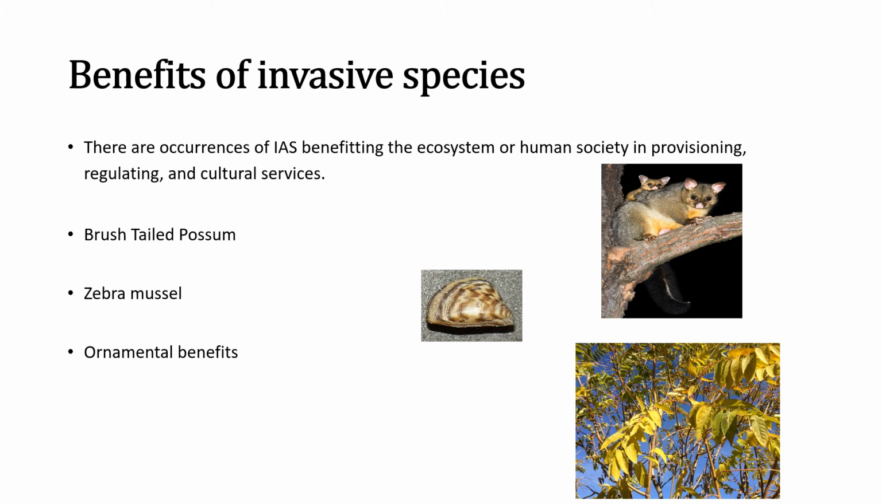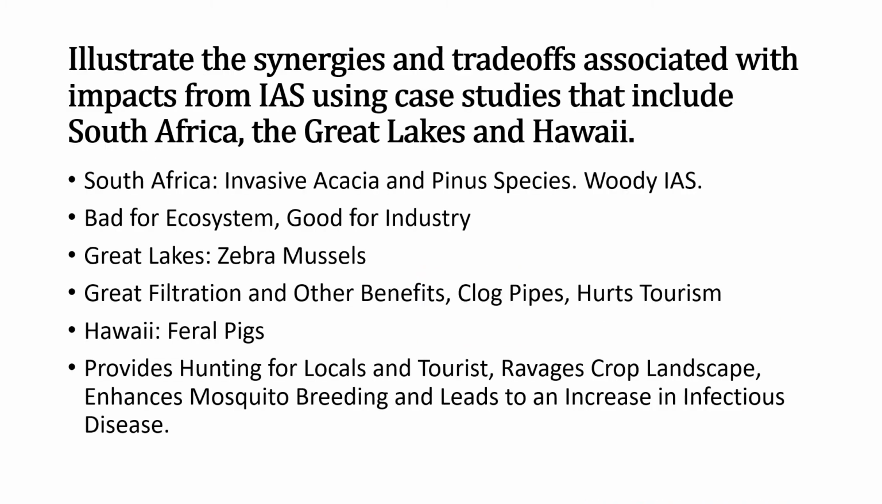And that's it. There are many synergies and trade-offs with invasive species, and these can be seen in 3 case studies from South Africa, the Great Lakes, and Hawaii. So in South Africa, there were woody invasive species, which are tree species that you can see on the slide. Some ways that they helped South Africa was that they helped industry. They generated hundreds of millions of dollars in foresting and wooding industries and fuel, but they also ruin the ecosystem by causing large amounts of erosion, and they hurt ecotourism.